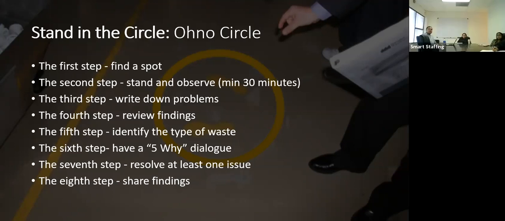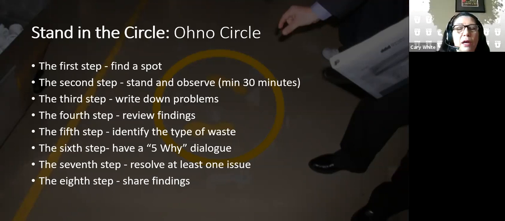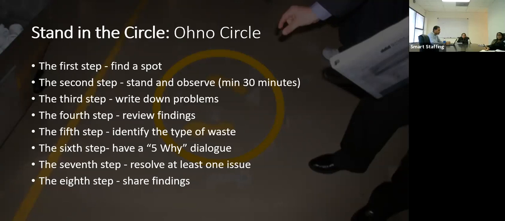And this is something that just happened pretty recently. And I've seen other examples of that as well. So the Ono Circle, I really tend to spend a lot of time on this one, because this is a tool, and this is really easy. This is really easy to do. You're observing. It's observing and observing for a while.